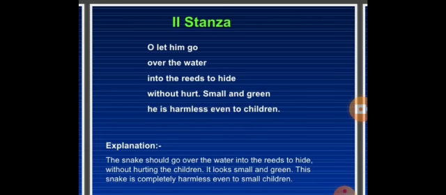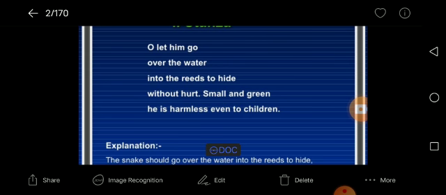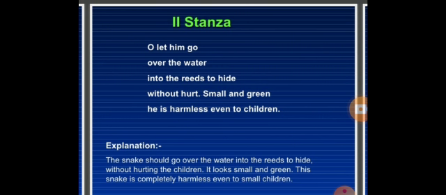Stanza 2. Oh, let him go over the water into the reeds without hurt. Small and green, he is harmless even to the children. The poet says, oh, let him go. The snake is not so dangerous over here.